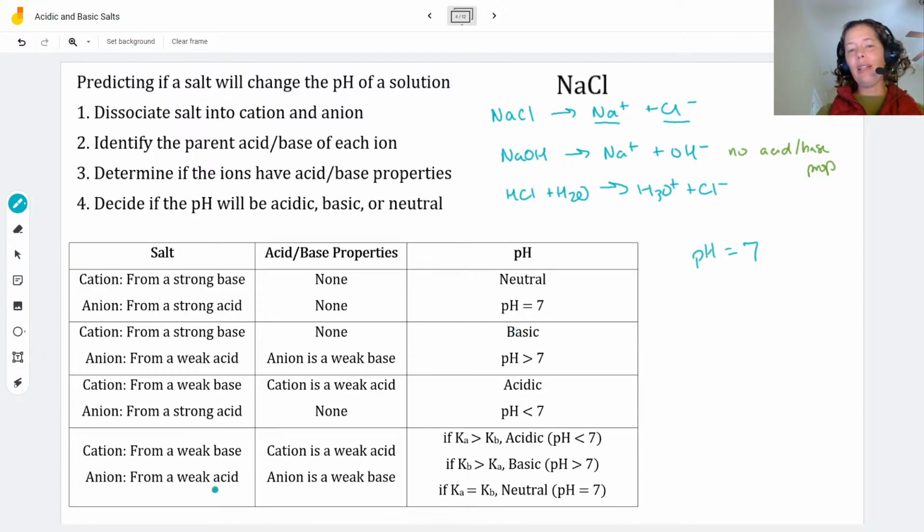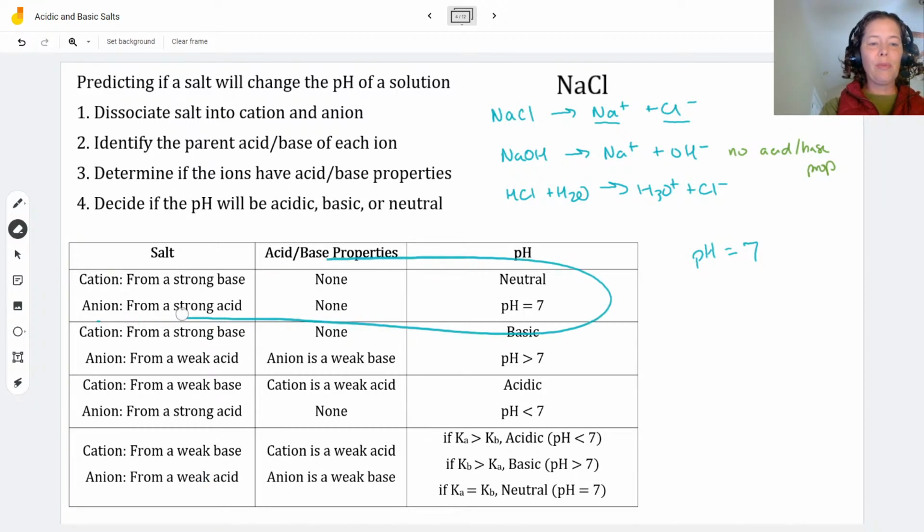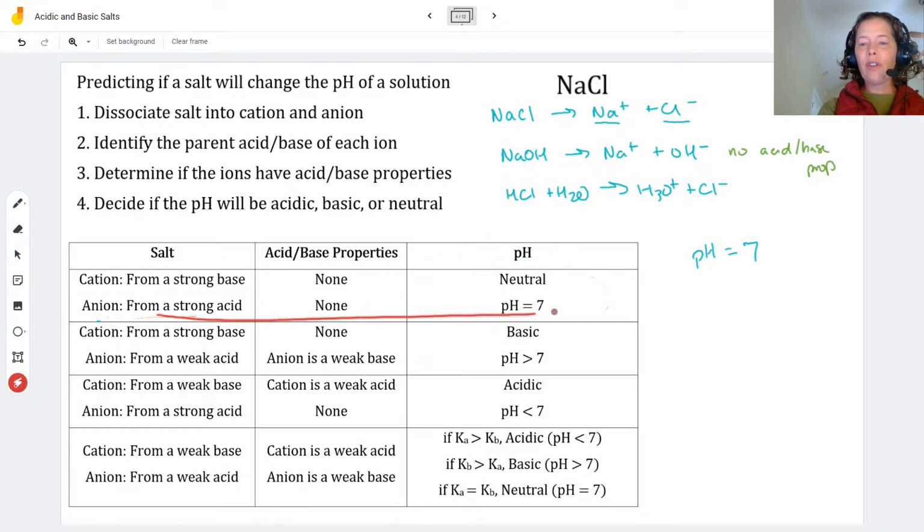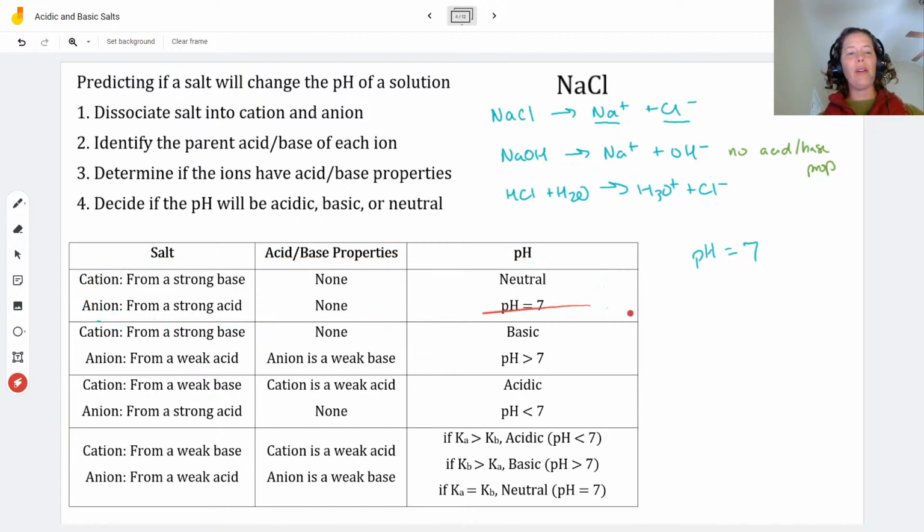Now this is what is summarized in the very first row here. So if your cation is coming from a strong base, i.e. it's coming from sodium hydroxide, it doesn't have any acid-base properties. If your anion is coming from a strong acid, like here, it also has no acid-base properties, and your pH is going to remain neutral. Your pH is going to remain 7.